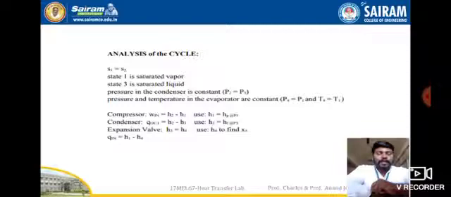Now what is the heat input? Q in is equal to H1 minus H4. That is the evaporator, the place where heat will be extracted. That is why it is called H1 minus H4, the heat input. Okay, so these are the calculations. This is how the values are taken from the steam table book.